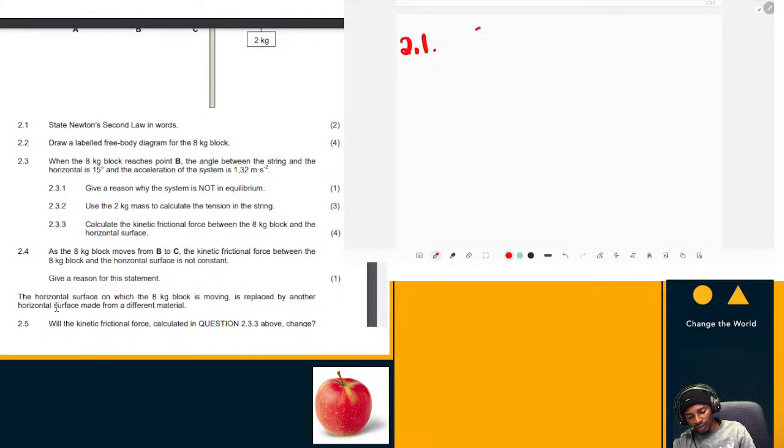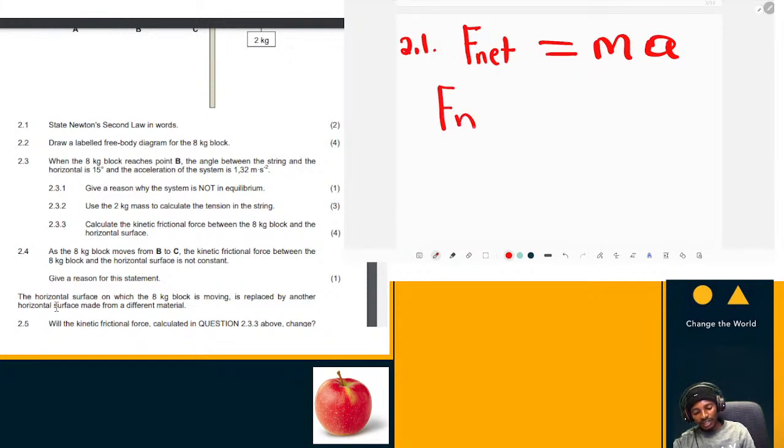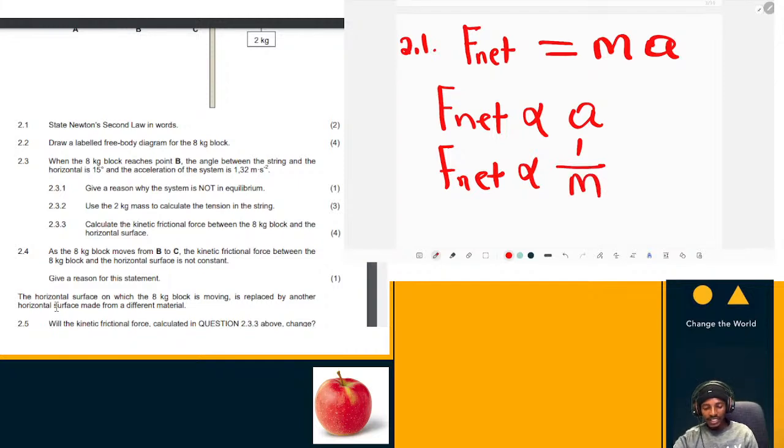So I'm just going to express this law mathematically. Mathematically, this is Newton's second law: F net is equal to ma, where F net is directly proportional to the acceleration, and the same F net is inversely proportional to the mass. So that's how you express Newton's second law mathematically.